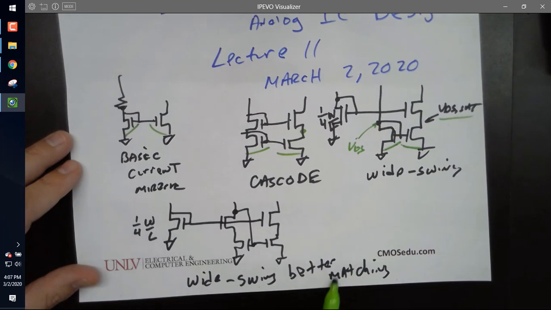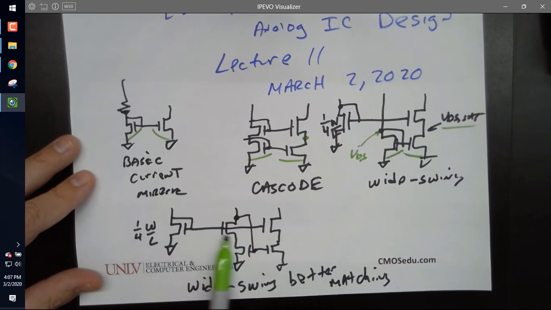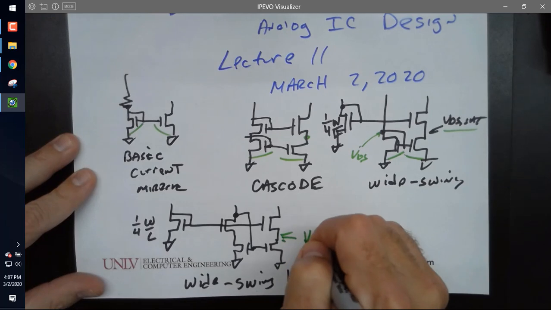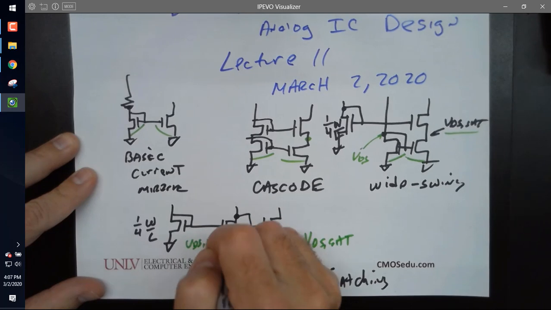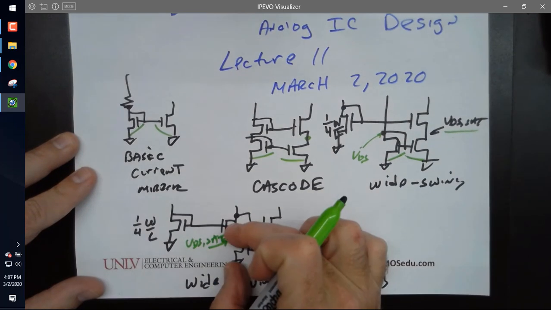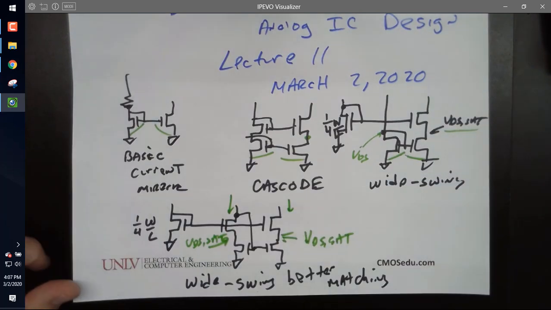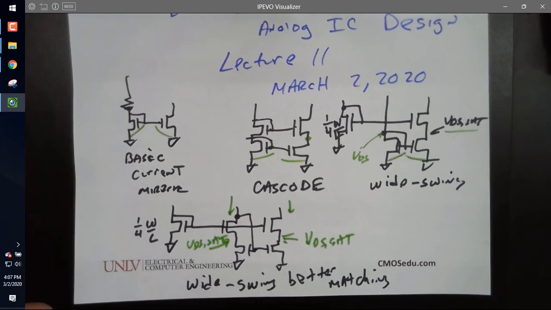Then, in order to get better matching, I'm going to try to equalize the VGSs. So I add another device up here, and another device right there. That acts to pin this at VDS sat and this at VDS sat. And so I have the VGSs that are the same and the VDSs that are the same, and the currents in here and here should be much better matched. The reason I'm using cascoding is to try to keep the drain to source voltage across that lower device fixed. Any questions? Okay, so now we're going to, yes?